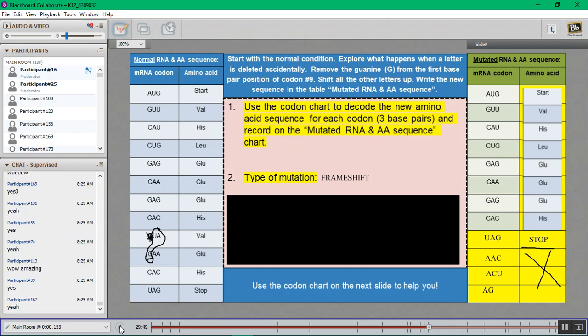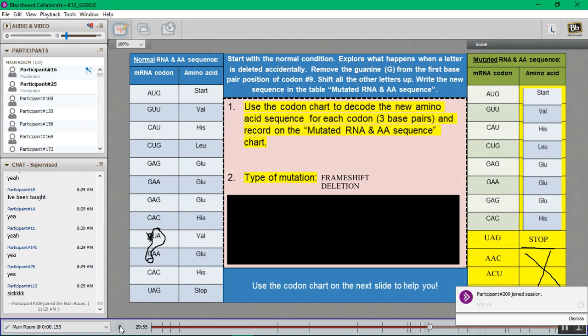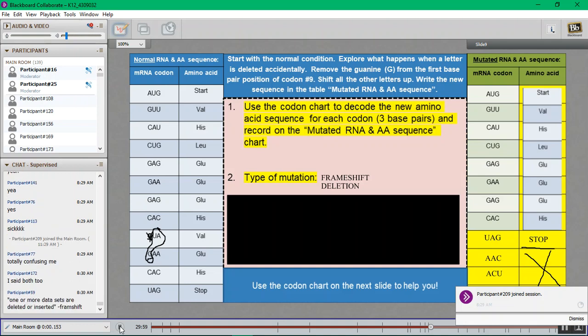So those of you guys who are saying deletion, I'm cool with that one. Those of you guys who said frame shift, yep, also cool. So either one of those would work for this as a type of mutation. Awesome. Okay, in simple terms, you guys, the G was deleted, and we shifted all the letters up. Deleted, shifted. Okay, let's move on to our next question.